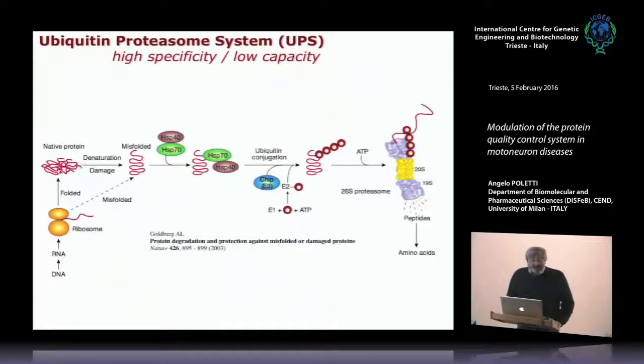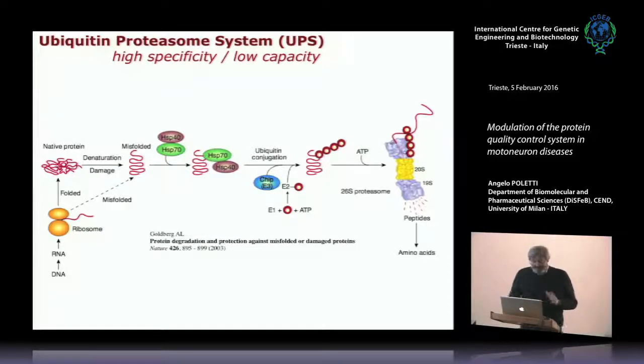Then we have the proteasome. This is a very famous degradative system. If the HSP70, HSP40 fail, they cannot be recognized or fold properly the protein. They associate with CHIP, and this will ubiquitinate the substrate. Ubiquitinated substrate is recognized by the proteasome, and they are cleared away. This is a high specificity, low capacity system.